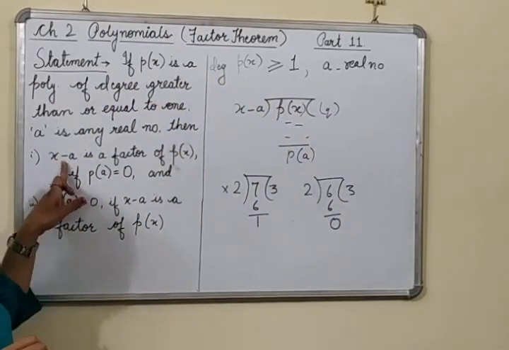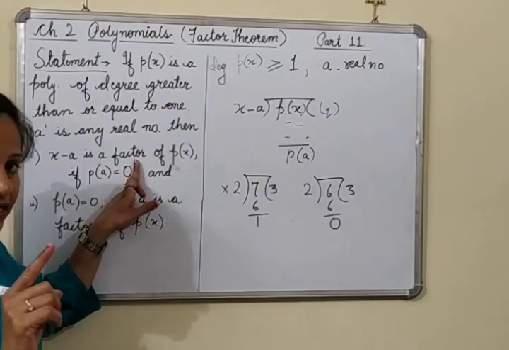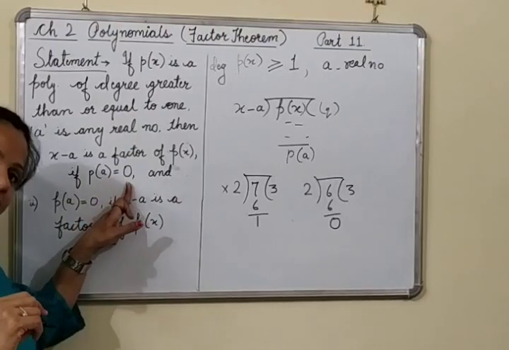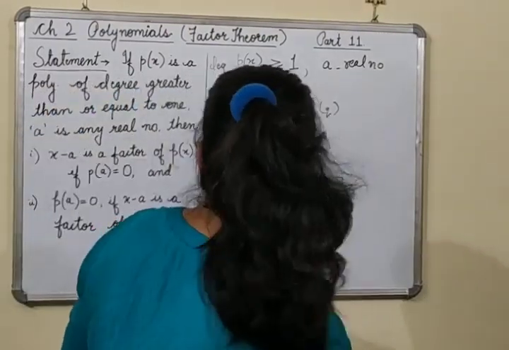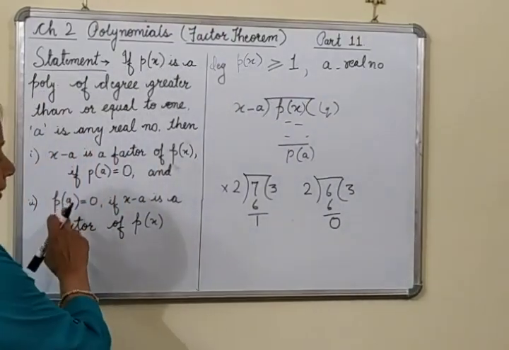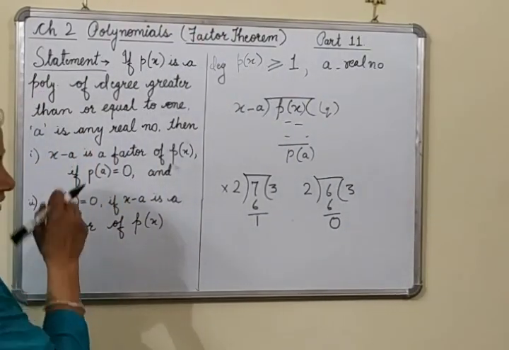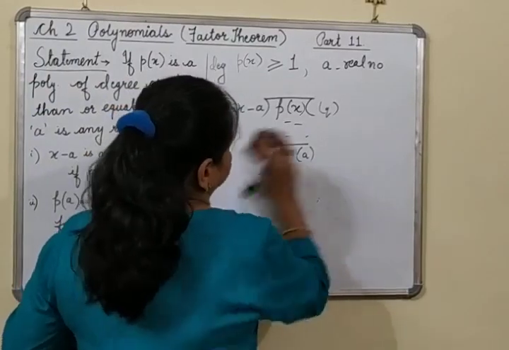Coming back: x minus a is a factor of Px if P of a is 0. Fine. This is the first condition. Now let us see the second condition, that P of a is 0 if what?